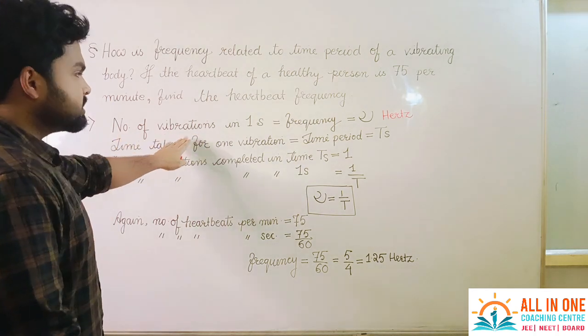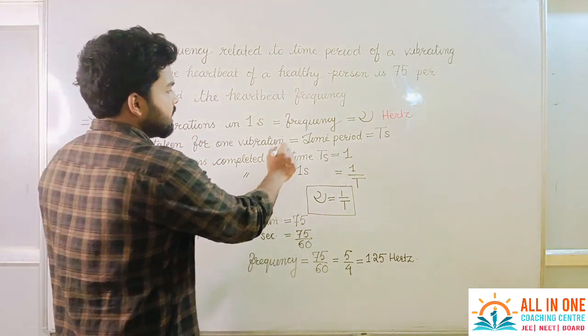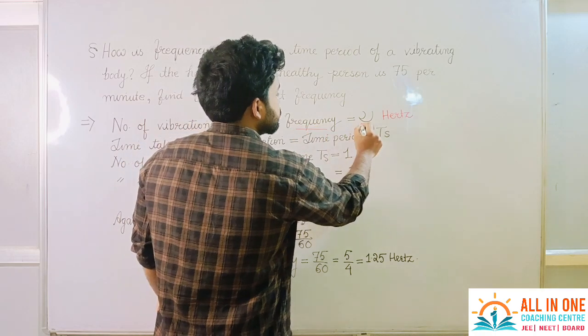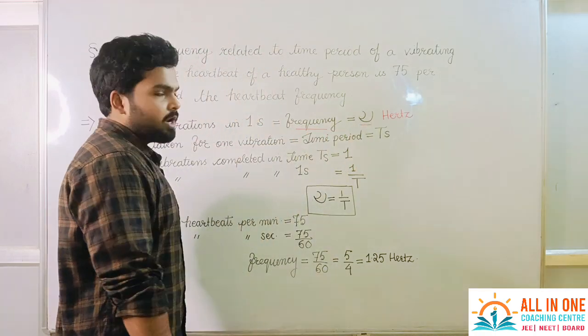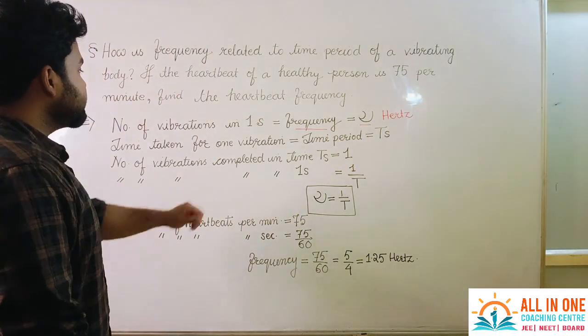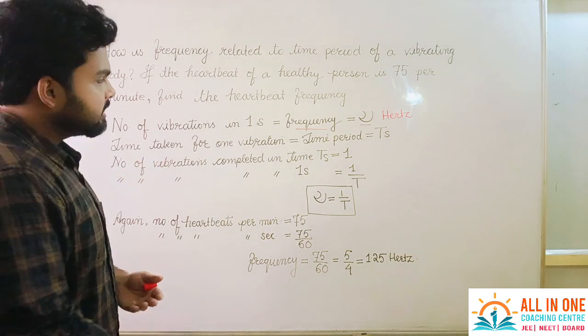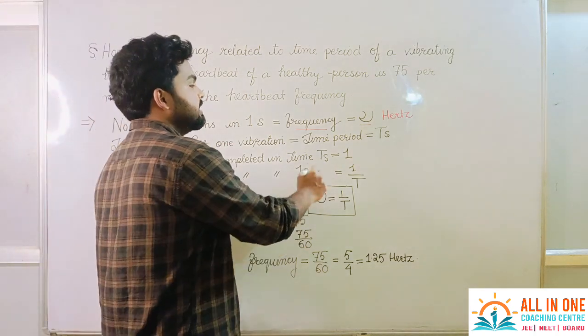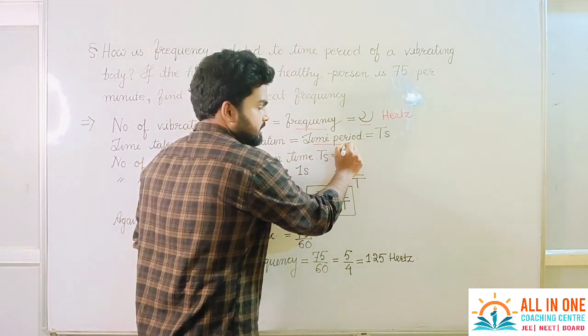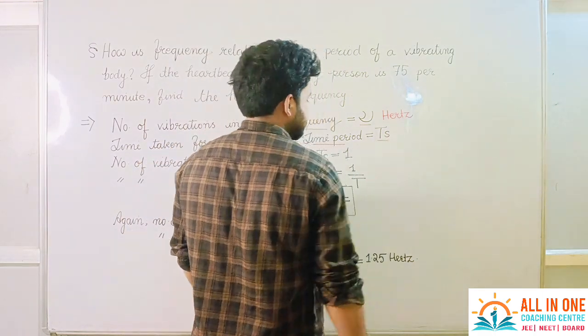Frequency definition কি হয়? Number of vibrations in 1 second is called frequency, আৰু এই frequency টো আমি nu be represent করোঁ, unit is hertz. Likewise, time period definition ki hoy? Time taken for one vibration to complete. A single vibration complete hole jiman time lage, that time is called the time period and that is represented by T seconds.